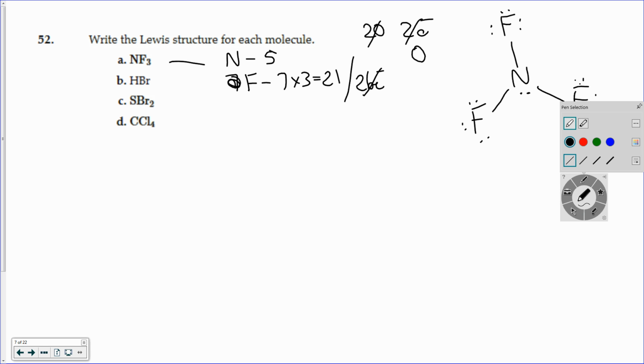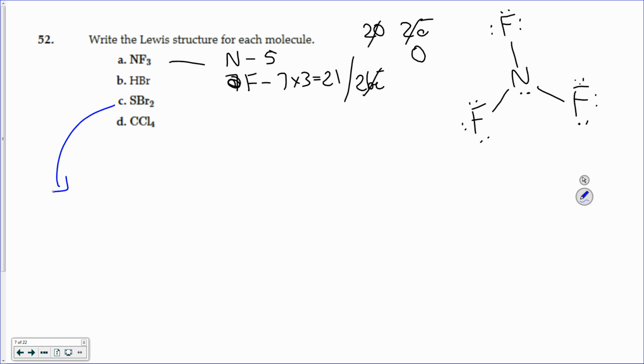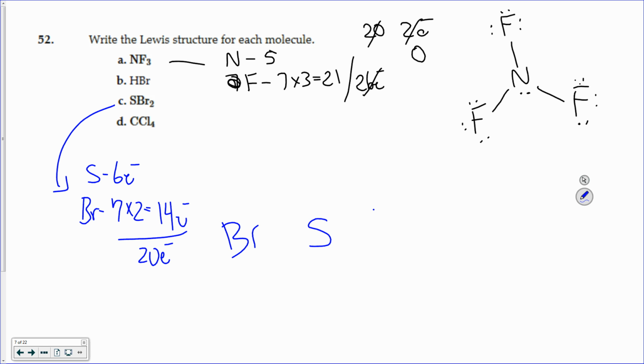Let's do SBr2. So I've got sulfur, it's in the 6A family, so it's got 6 electrons. I've got 2 bromines. The bromines have 7 electrons each times 2, so that's 14 electrons. If I add, I've got 20 electrons to share around. All right, so again, the halogens are terminal. So I'm going to put the 2 bromines around it somewhere.